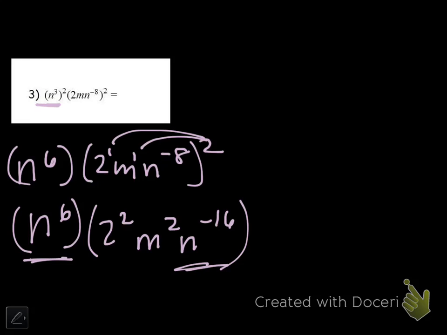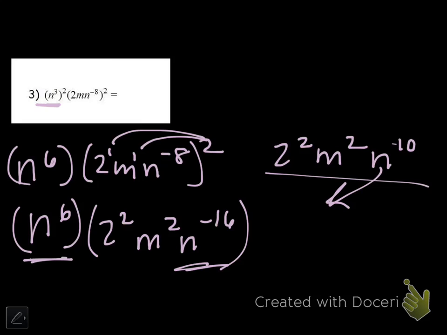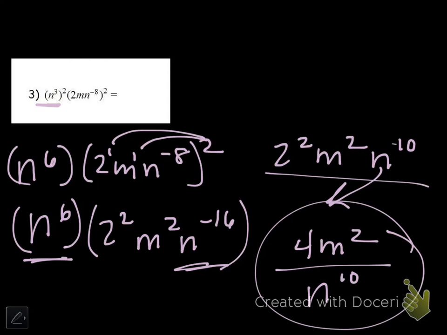Now we can combine our n's, so -16 plus 6 is -10, so we're going to have 2 squared, m squared, n to the -10. We've got to drop it because we can't have a negative. So 2 squared is 4, so we're going to have 4m squared over n to the 10th. There's my final answer. Nothing else can be reduced or moved around.